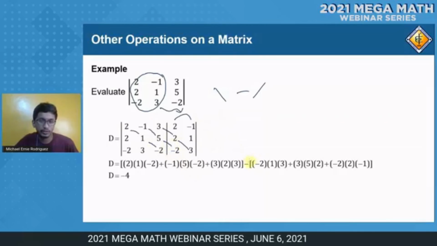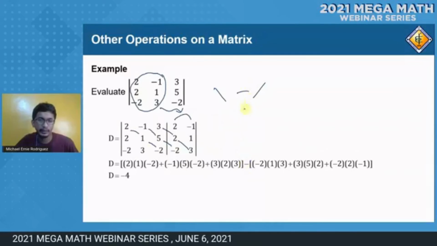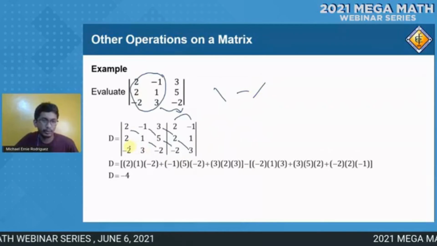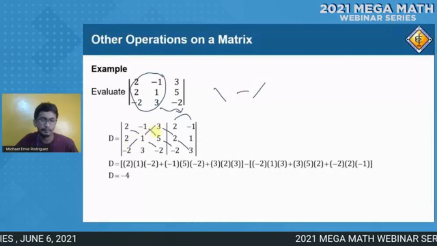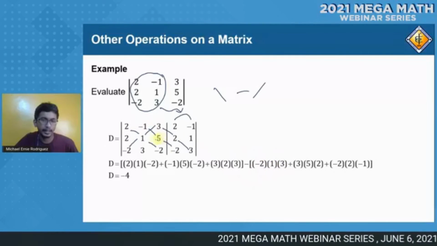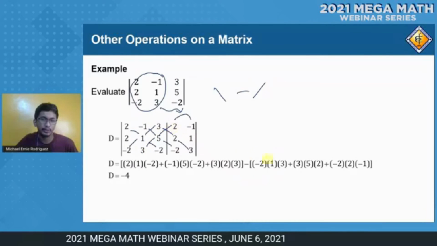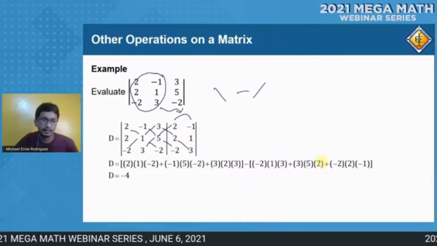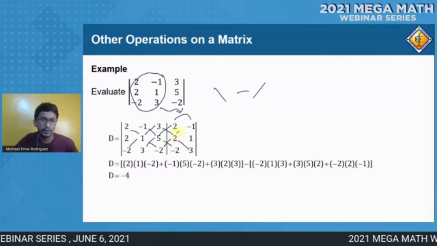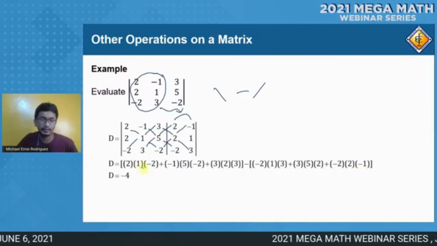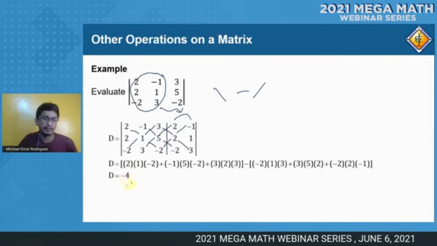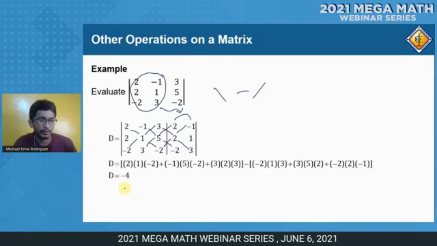And then we subtract the upward diagonals. So we have negative 2 times 1 times 3. And then 3 times 5 times 2, plus negative 2 times 2 times negative 1. Then you solve that. So we have the determinant equal to negative 4.